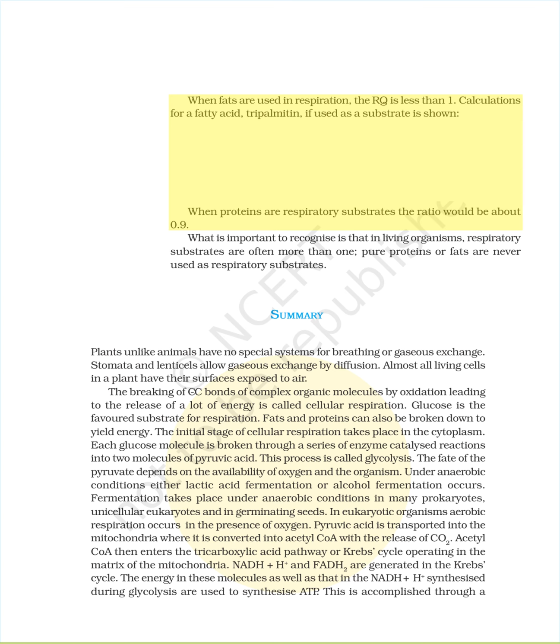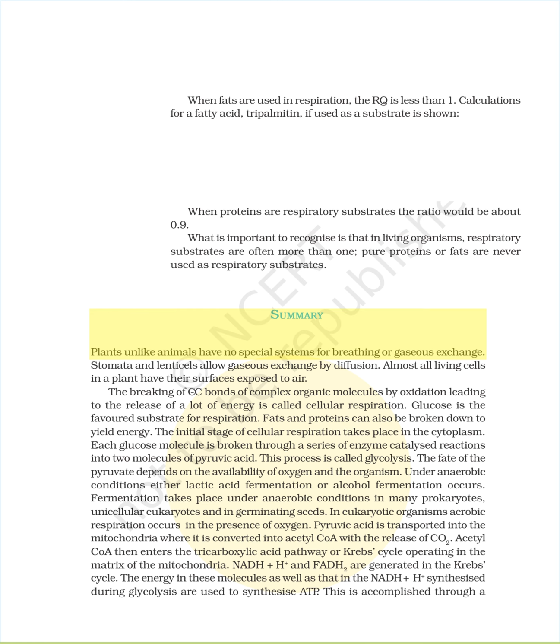When fats are used in respiration, the RQ is less than 1. Calculations for a fatty acid, tripalmitin, if used as a substrate, are shown. When proteins are respiratory substrates, the ratio would be about 0.9. What is important to recognize is that in living organisms, respiratory substrates are often more than one. Pure proteins or fats are never used as respiratory substrates.